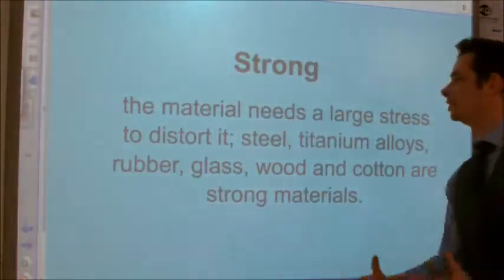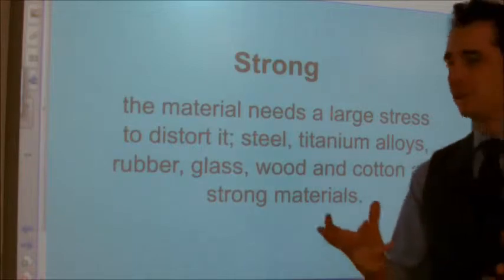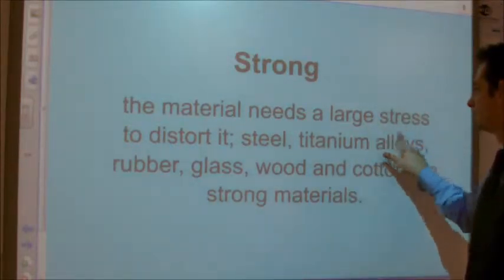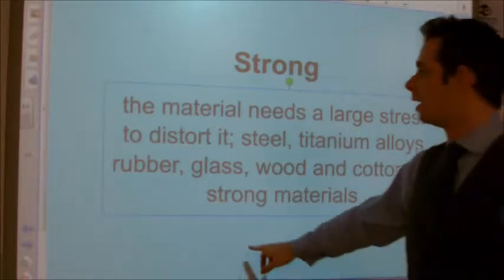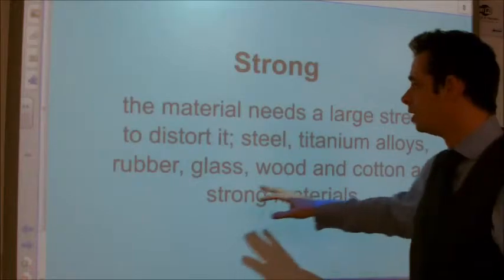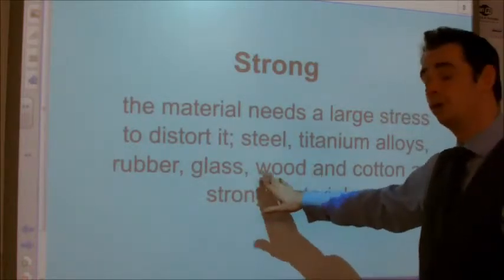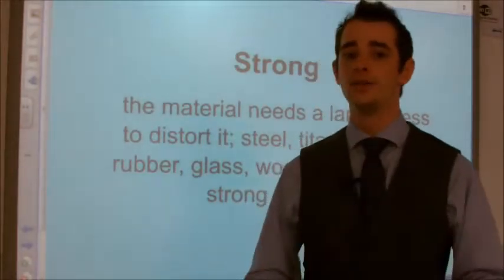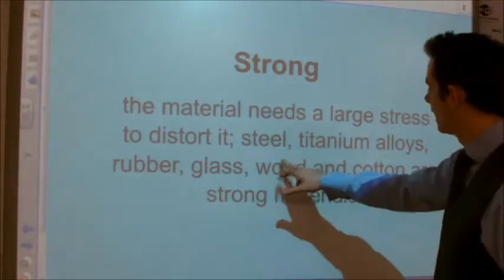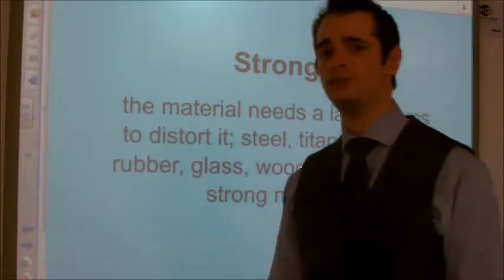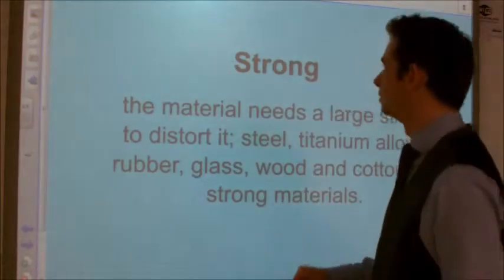Strong materials. These strong materials are materials that need a large stress. Don't forget we know the proper definition for stress as well. So we need a large stress to distort it, so things like steel, titanium alloys, rubber, glass, wood. Now wood's really interesting because it depends on the way in which the grain runs, but wood can be really strong, and cotton, interestingly again, cotton is a really strong material.